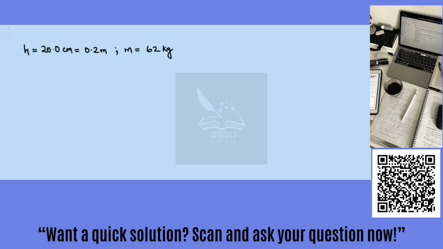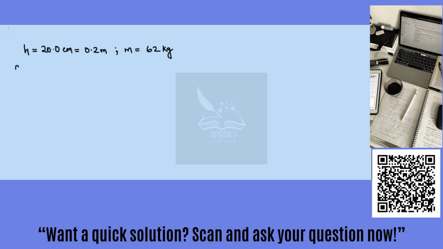So in this question, a person of mass 62 kg is standing with both feet on the same step of a flight of stairs, and the height of each step is given by 0.2 meter. And we have to find the gravitational potential energy of this person relative to the ground.